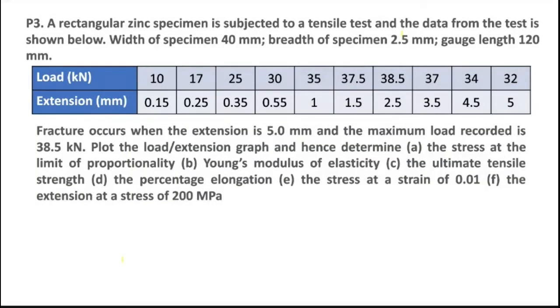So you have a zinc specimen, you can see. It has a width of 40 mm, a breadth of 2.5 mm, and the length of my element is 120 mm, for my specimen. When I use this in my machine, you get different loads and some extension. You have the values. For 10 kilonewton, your extension is 0.15 mm. Similarly, it goes like this and it ends, right?